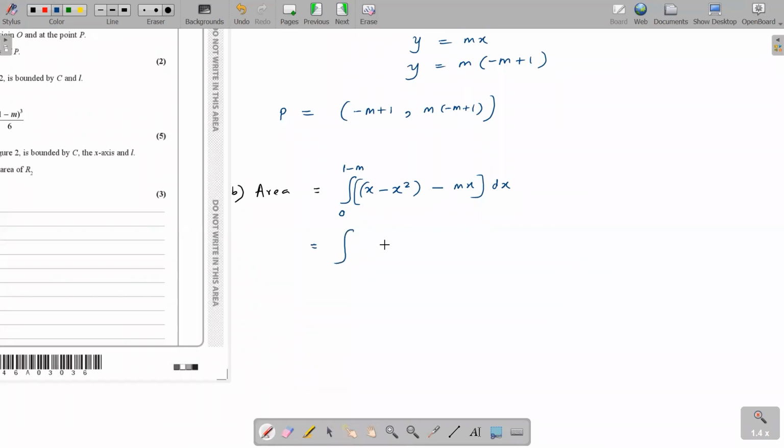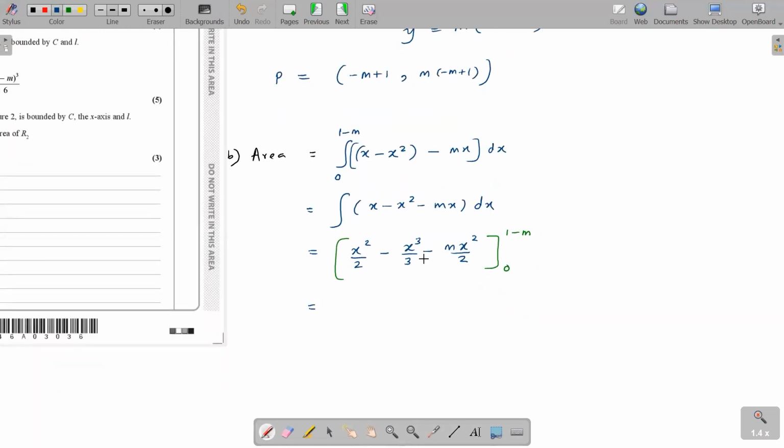Okay, then let's get the answer. Integration from 0 to 1 minus m. When we integrate, shall I first open the bracket? X minus x square minus mx. Okay, let's integrate. Integration of x is x square over 2. Integration of x square is x cube over 3 minus mx. Integration is m x square over 2, from 0 to 1 minus m. Shall we substitute?